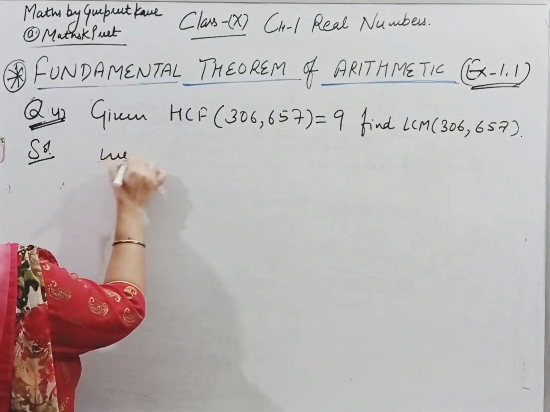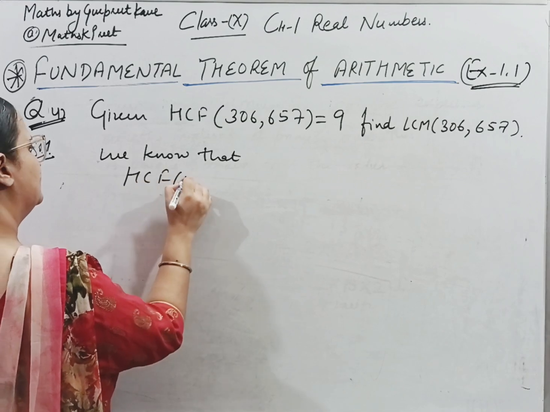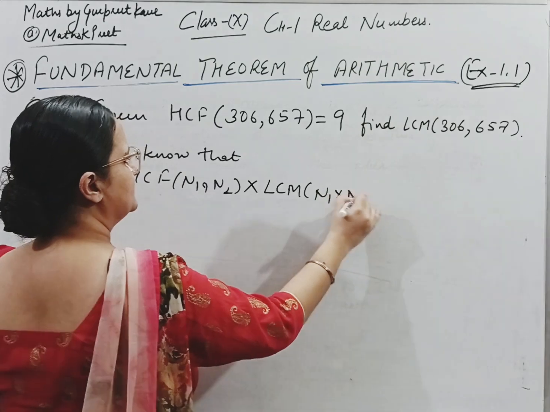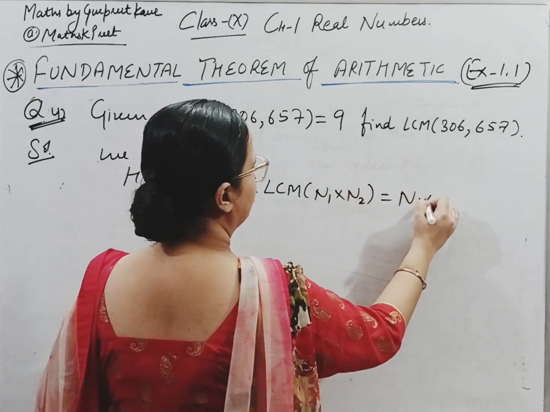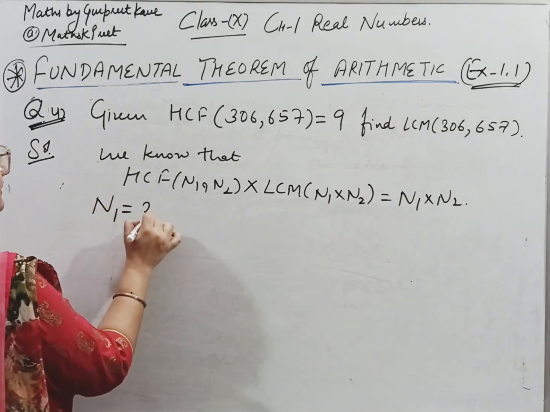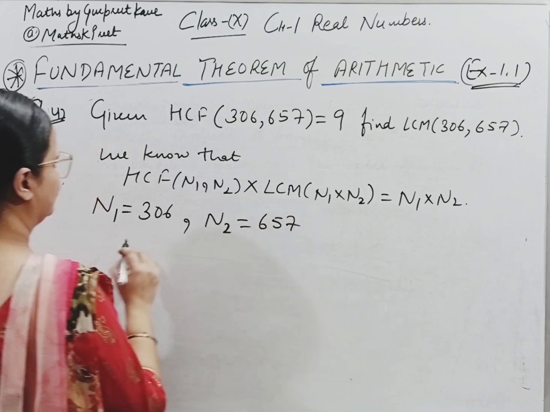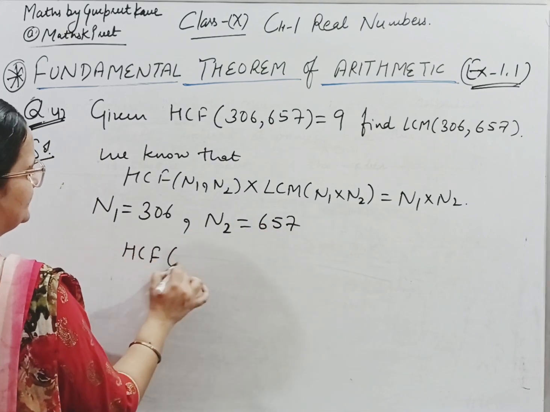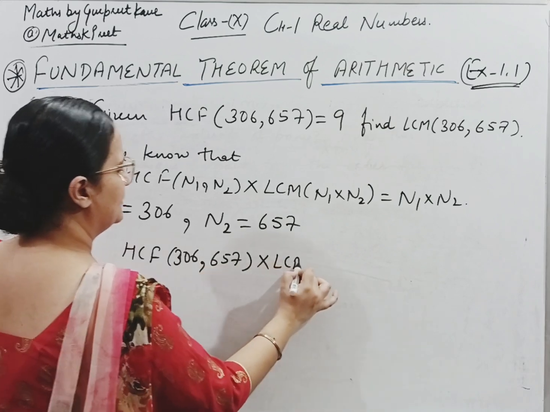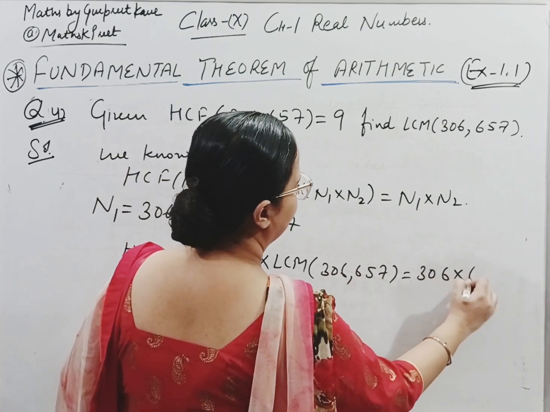So you will write, we know that the HCF of two numbers, say n1 and n2, its product with the LCM of the same numbers will be equal to the product of the numbers. This result we have. So here our n1 is what? 306 and n2 is what? 657. So we'll put the values: HCF of 306 and 657 into the LCM of the same numbers will be equal to the product of the numbers.